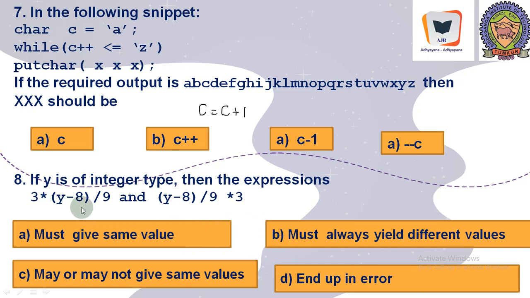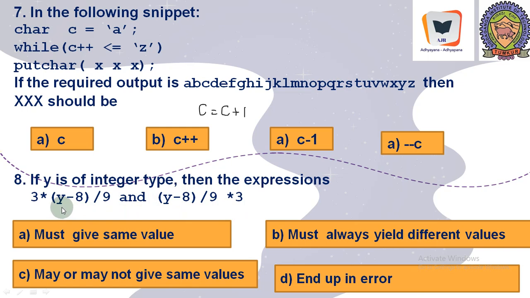So 3 into (y minus 8), y is 15, 15 minus 8 is 7, and this will be evaluated first because it is in the bracket. And anyway, the compiler will have the associativity from left to right, therefore it will immediately multiply 3 into 7. 3 into 7 is 21. 21 divided by 9 is 2. Okay, 2 will be the answer. What about here? 15 minus 8 is 7. 7 by 9 is 0, because it is integer division. So 0 into 3 is 0. So for y equal to 15, we got 2 for this expression and 0 for this expression.